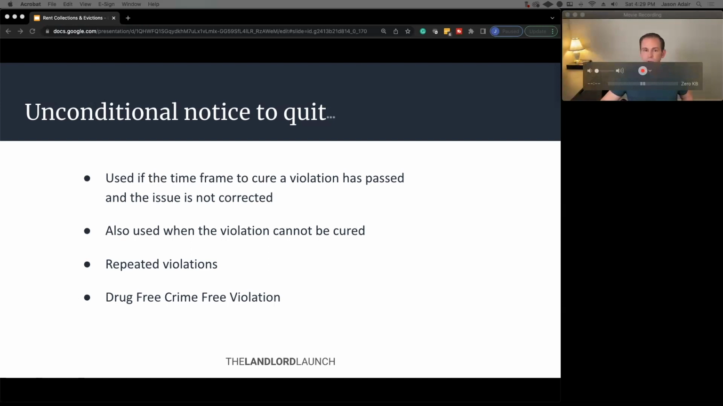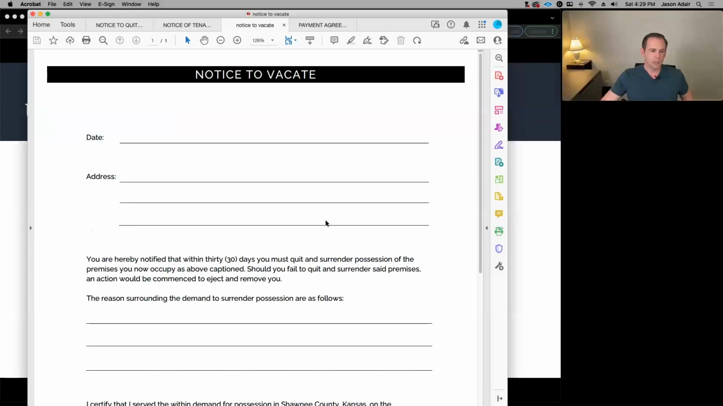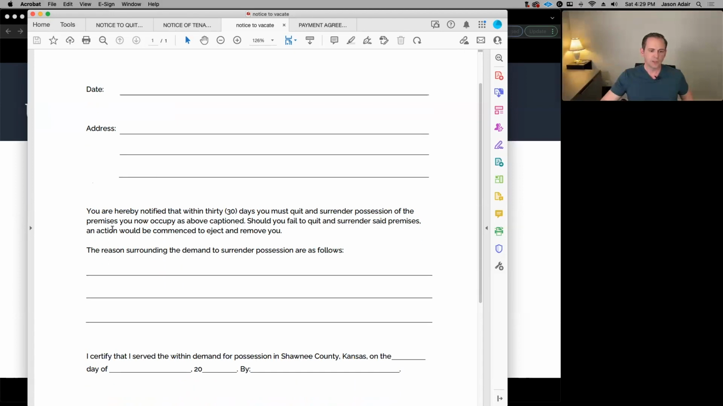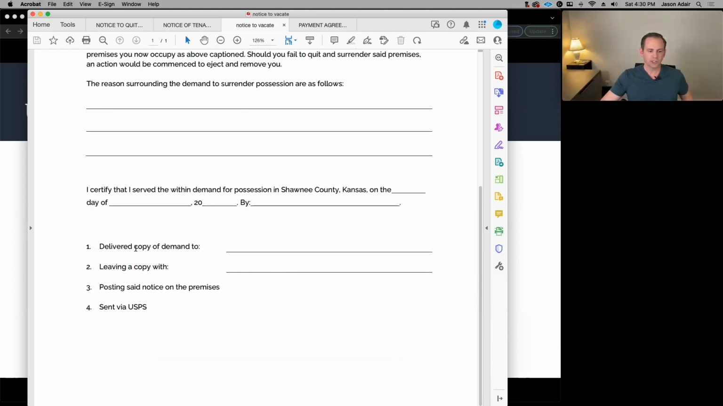That's when I used them a lot, in situations where drug-free, crime-free provisions were involved. And really all it is is just a 30-day notice to vacate. This is an example of it. Date, address, you're hereby notified that within 30 days you must quit and surrender the possession. Here are the reasons. Here's the certification language.